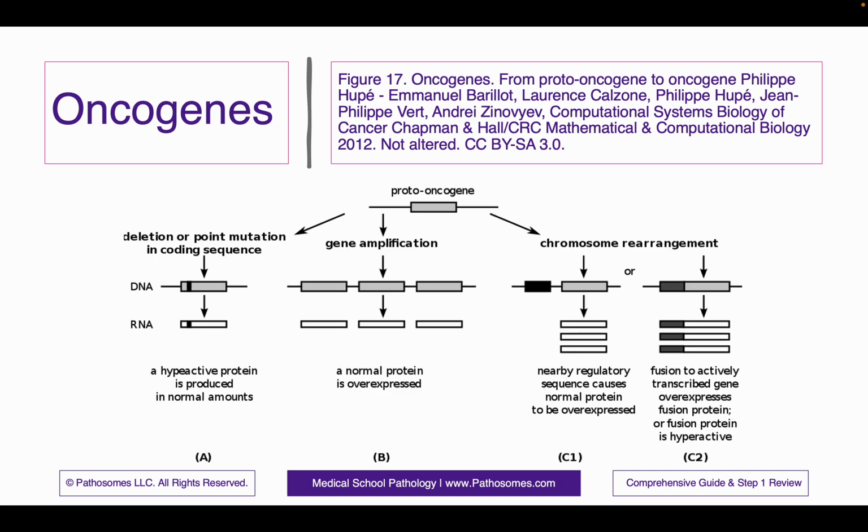Here we have a breakdown of how proto-oncogenes can impact a cell in oncogenesis. For the most part, you can have deletion or point mutation in a coding sequence, or gene amplification, or a chromosomal rearrangement, all leading to more of something happening, whether it's a hyperactive protein that's produced or an overexpression of a normal protein, leading to more progression of a malignant situation.